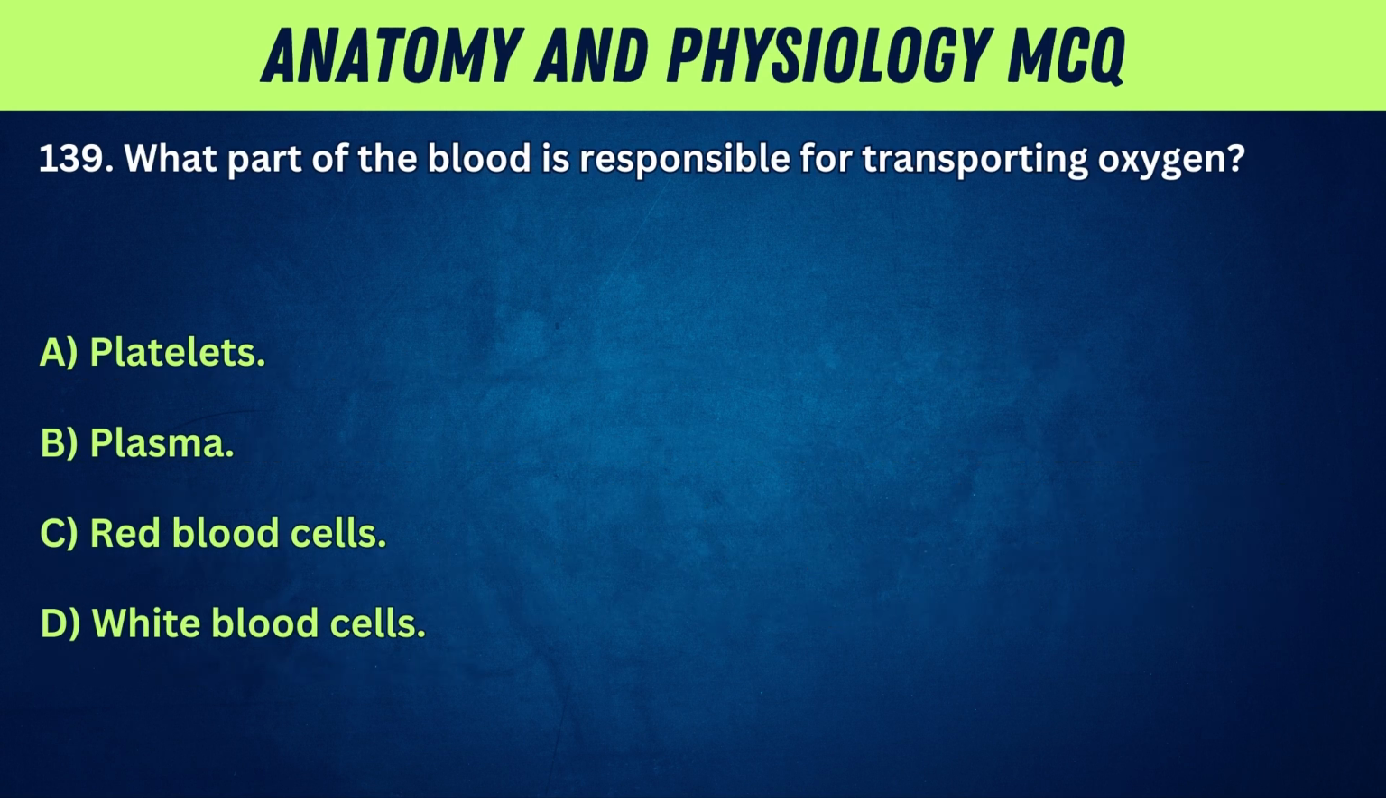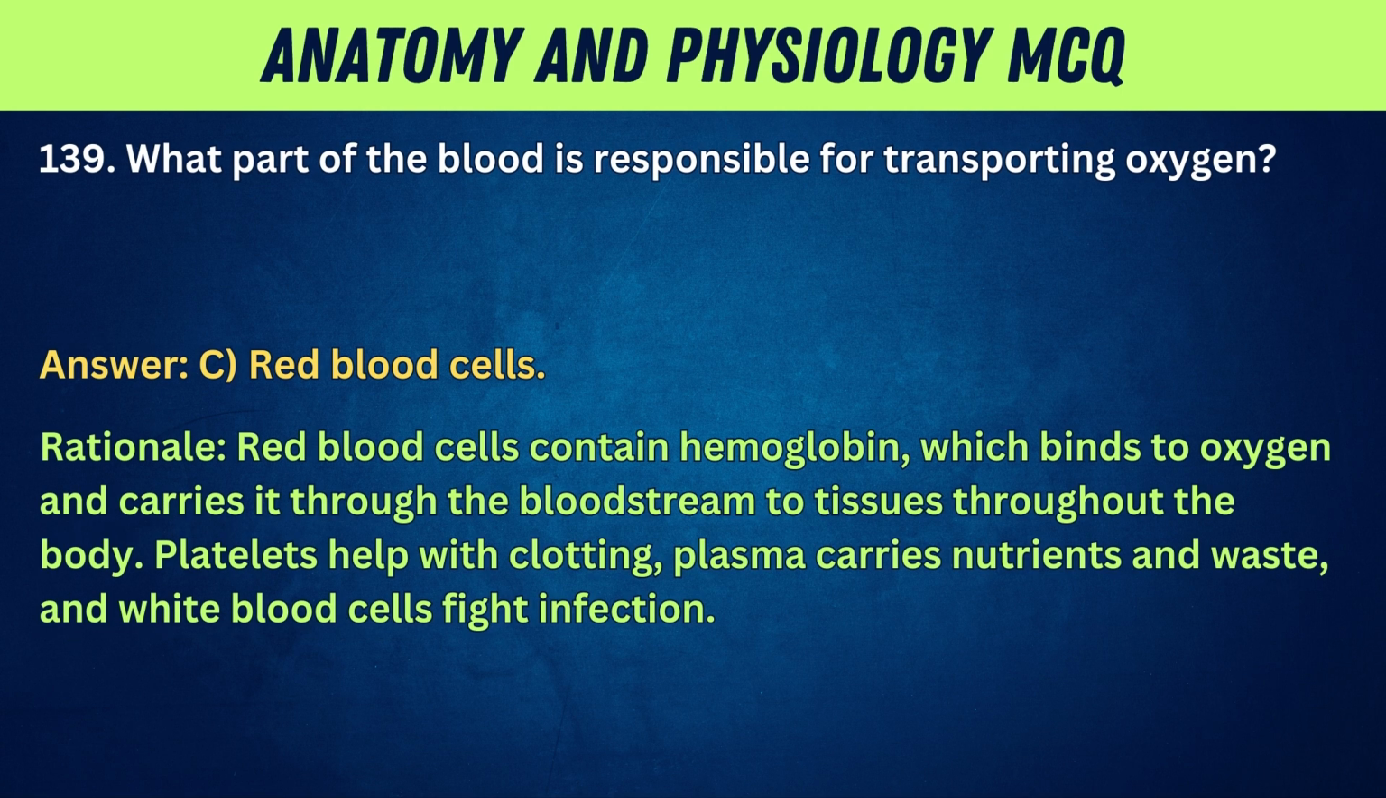139. What part of the blood is responsible for transporting oxygen? A. Platelets. B. Plasma. C. Red blood cells. D. White blood cells. Answer: C. Red blood cells. Rationale: red blood cells contain hemoglobin, which binds to oxygen and carries it through the bloodstream to tissues throughout the body. Platelets help with clotting, plasma carries nutrients and waste, and white blood cells fight infection.